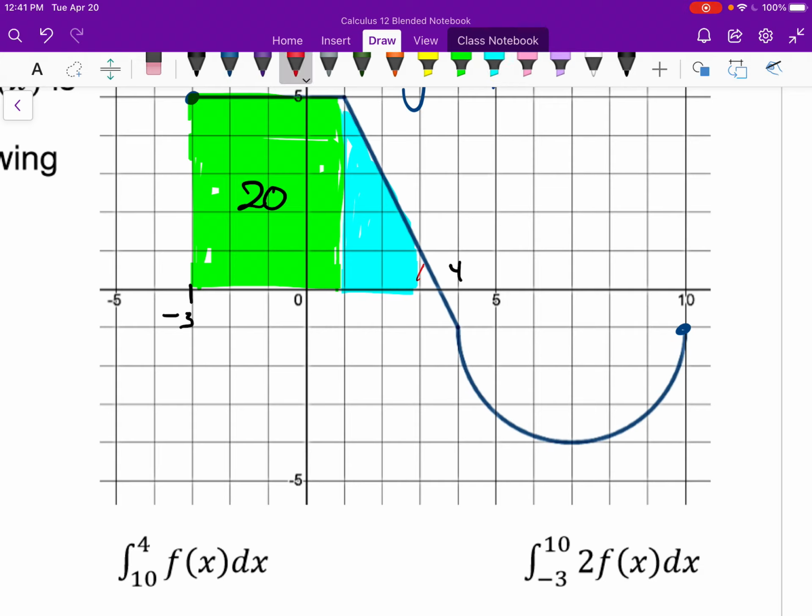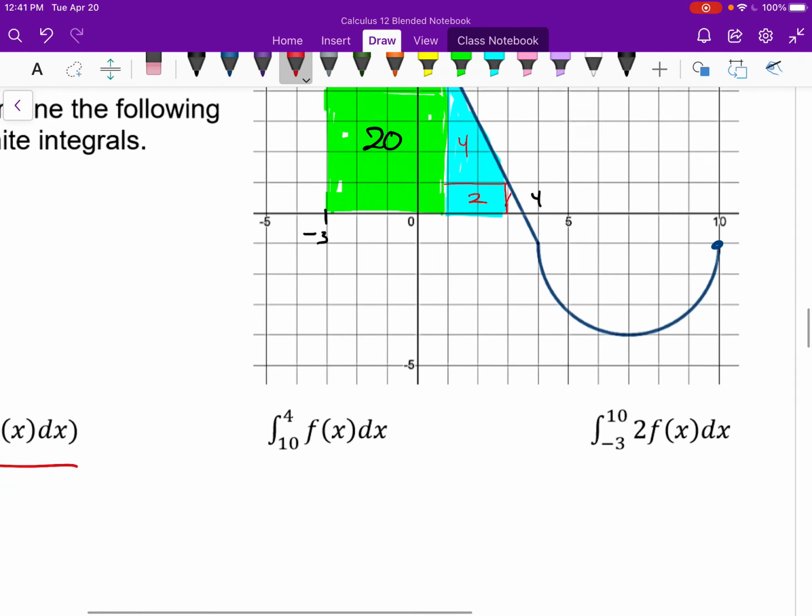And if I look at that part right there, in fact, if I break it up again, I have another area of 2 right there. There's a little rectangle with an area of 2. And then this triangle up here is 2 by 4, 2 wide, 4 high. And so 2 times 4 divided by 2 must just be 4 units. And so altogether, that shaded region, or the region from -3 to 4, must be 26.